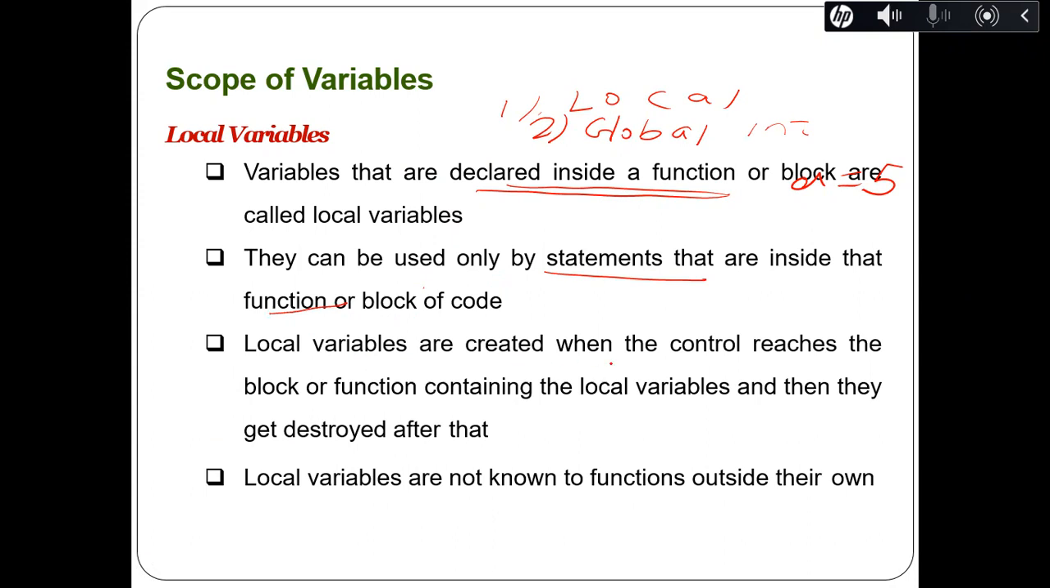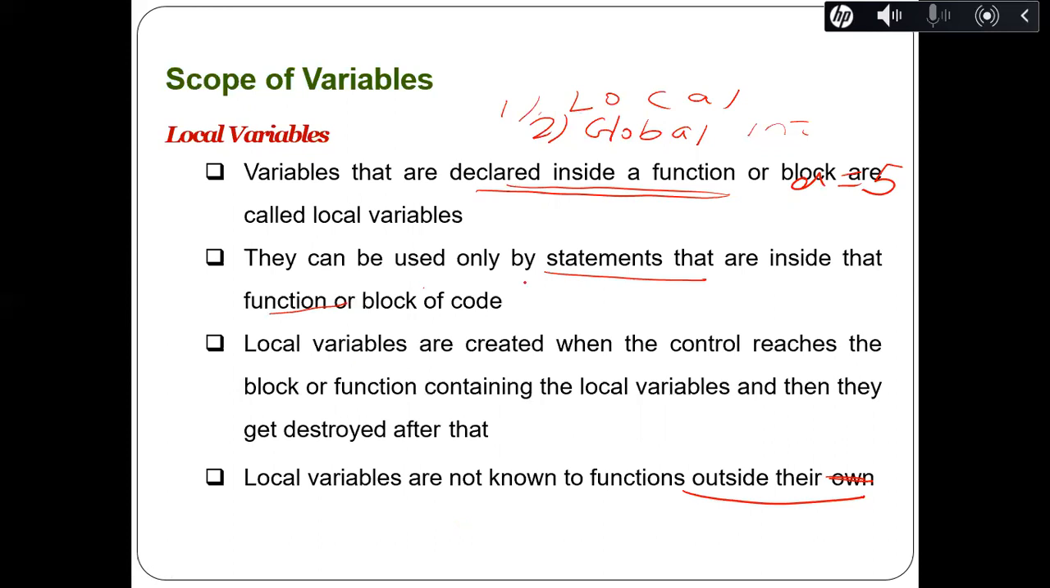The local variables are created when the control reaches the block or function containing the local variable, and then they get destroyed. Scope means the lifetime or validity. The validity of the variable ends when the compiler gets out of that function, and then the local variables are destroyed. So the local variables are not known outside their own functions. That is the scope of the variable.